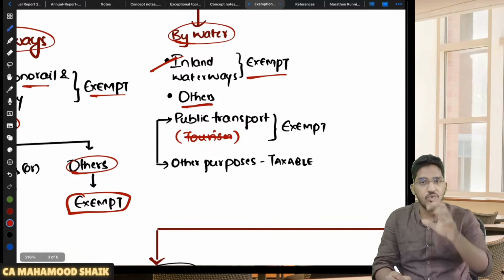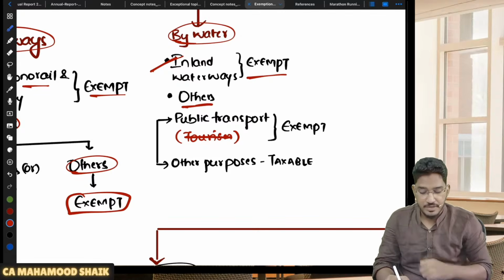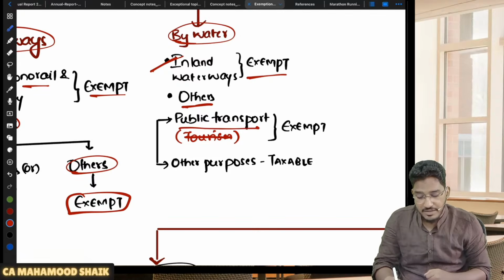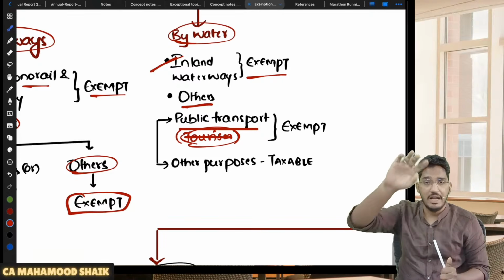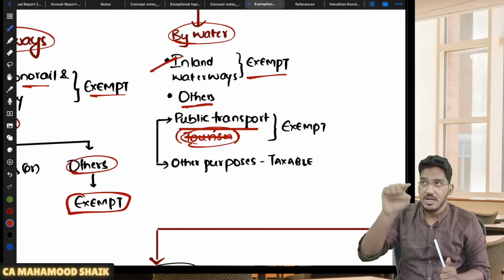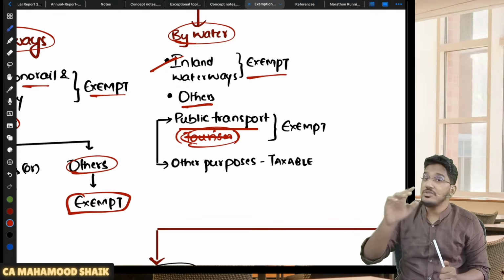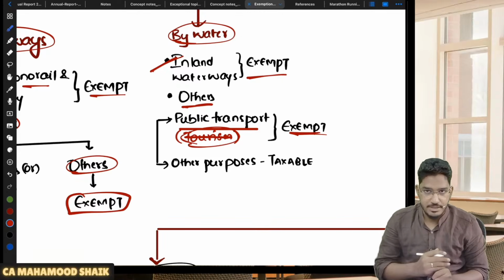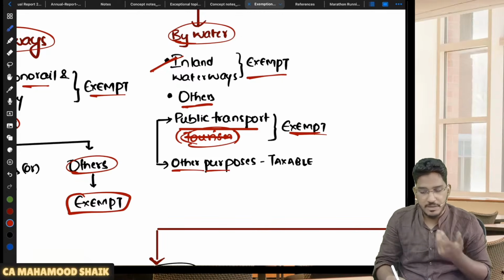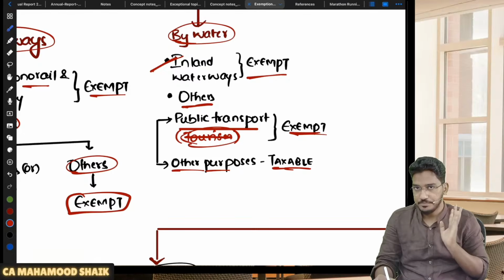Others means what? Through vessel, not inland waterways. Then you need to check, is it for public transport? It is predominantly not for tourism purposes. You are traveling in a vessel from one place to another place, not through inland waterways, and that is not for tourism purposes, that is for public transport, then it will be exempted. However, if it is for tourism or tour purposes, etc., then it will become taxable.